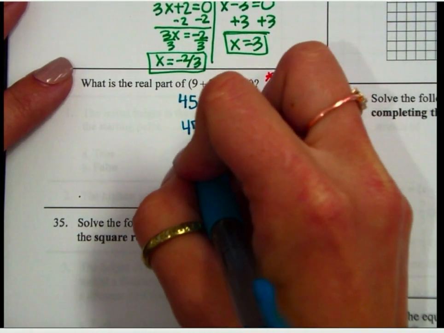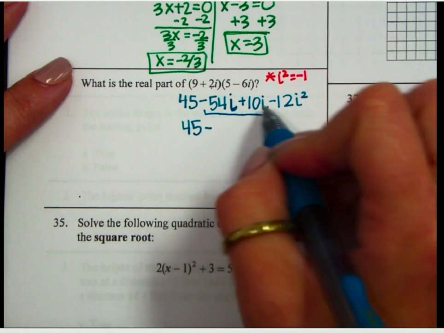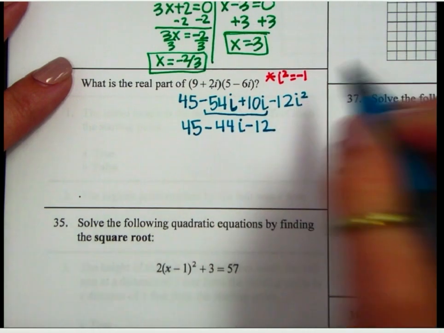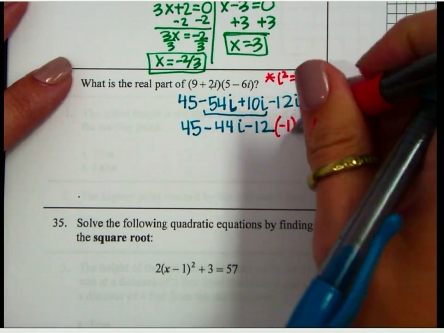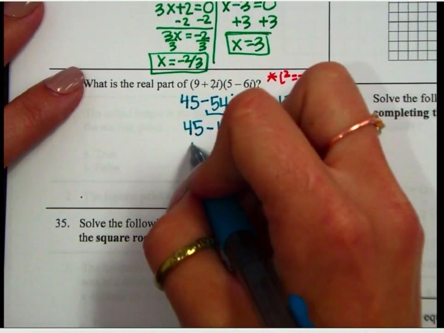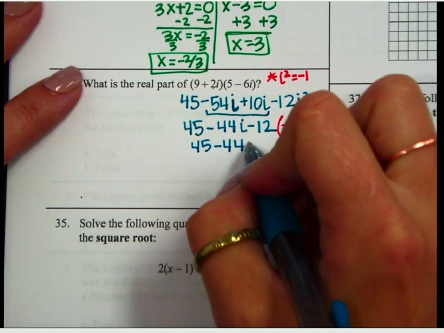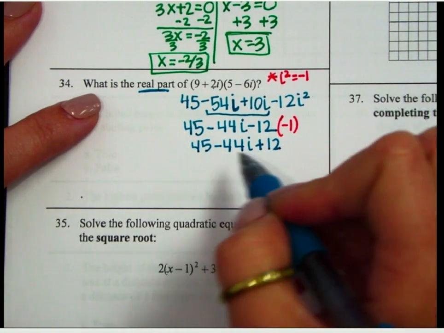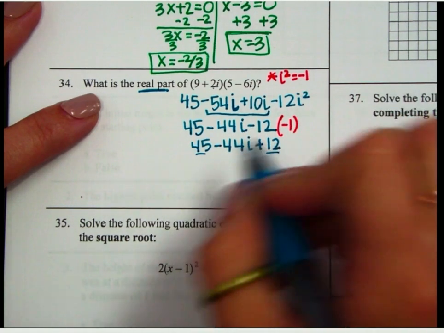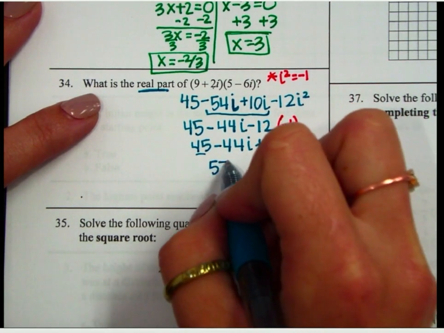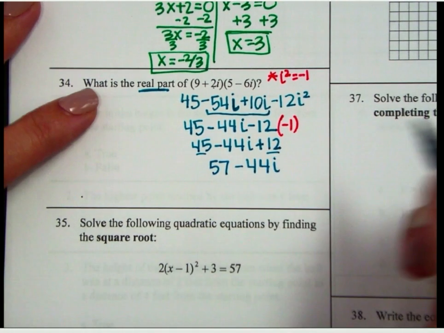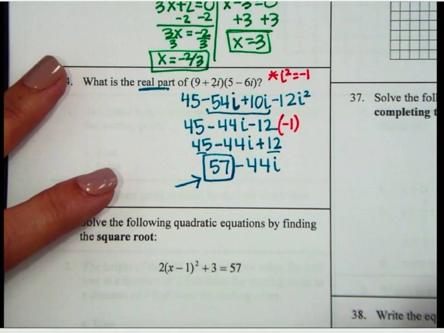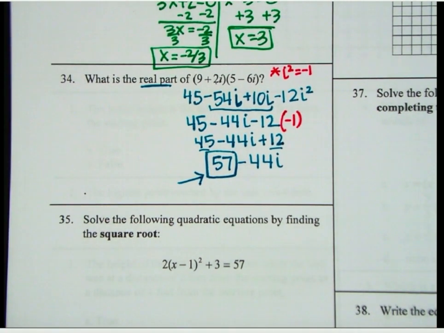So simplifying here, negative 54i and 10i is negative 44i. And then negative 12, I'm going to be multiplying by negative 1 because i squared is equal to negative 1. Okay, so negative 12 times negative 1 is positive 12, and they want the real part only, so adding 45 and 12 will give us the real part of our complex number. So my answer is 57.